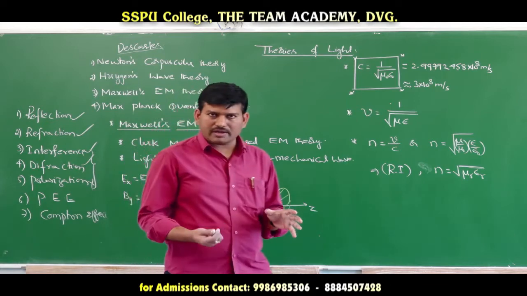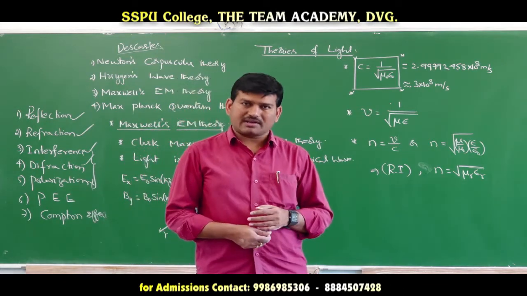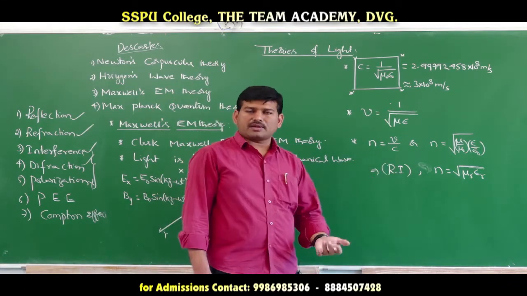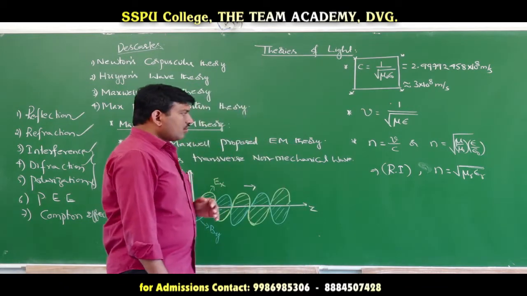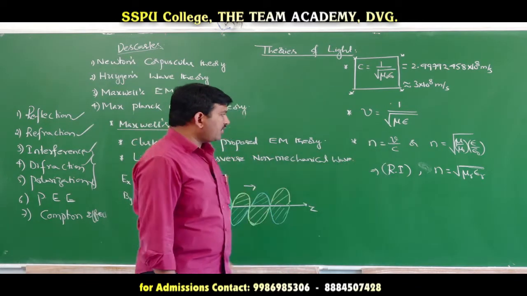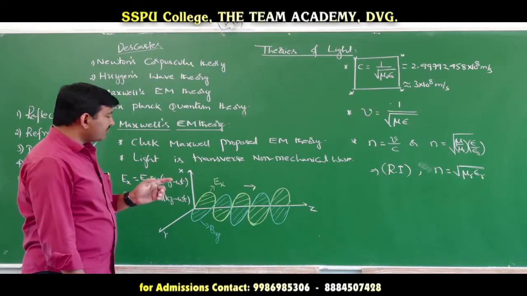Suppose two optical mediums are given, and we are asked which is optically denser and which is optically rarer. Then using this formula, we can find out which is the optically denser medium and which is the optically rarer medium. So, without using the V by C formula, we can find out the values. So, using this, we are able to find out the refractive index of that optical medium.